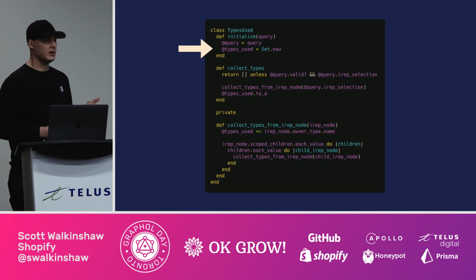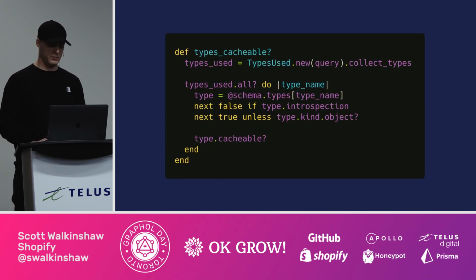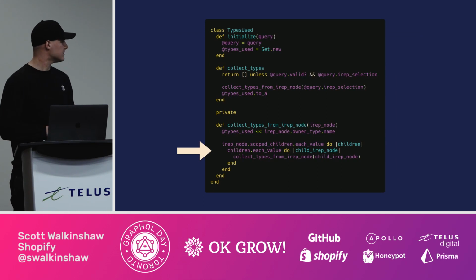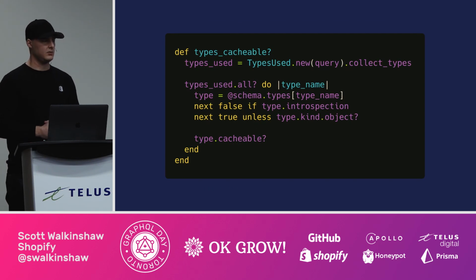But briefly, we create an empty set of types used. We add the type as we go through. And then finally, we just recurse over the children, and we repeat this process all the way to the end of the tree, skipping the scalars. So now we can get back to the actual body, the types cacheable method.